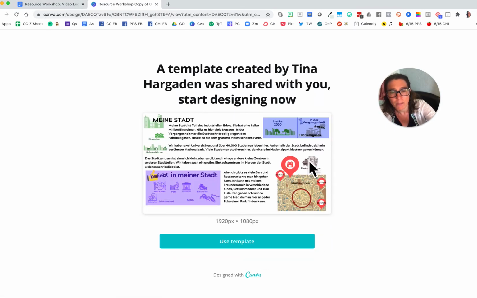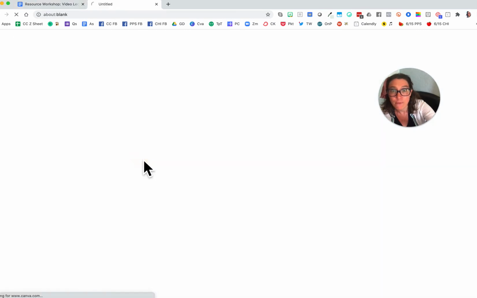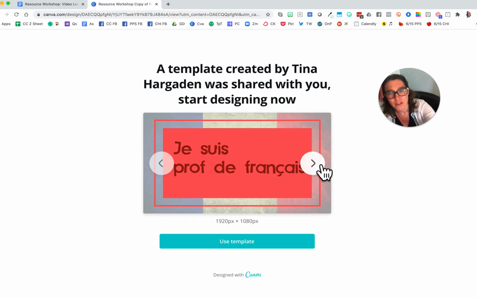This is just one piece of paper, but there's a lot of visuals here, and I would take all these sentences and make several slides out of those. It'd be great to lead up to reading that Meine Stadt. This is the French about the teacher, and because French is gendered the way it is, I had to make two.